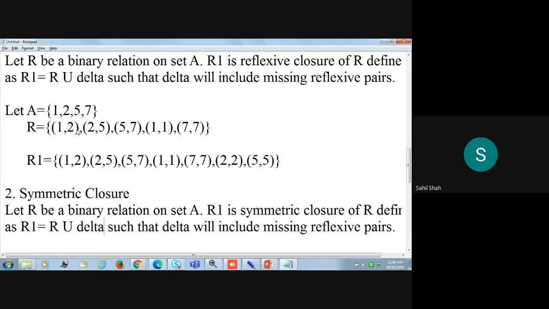Now I am not writing delta. R union R raised to C. Are you getting it? R union R converse, such that R converse will cover all the missing symmetric pairs. And in short, you can directly write R union R converse. No need of writing the further definition, obviously, because R converse is going to have everything in the reverse.